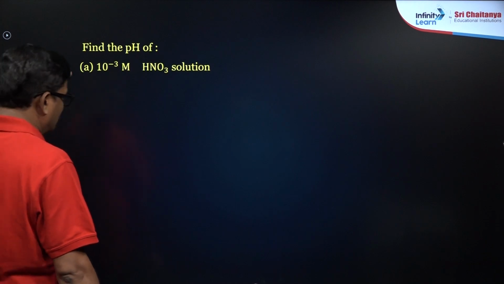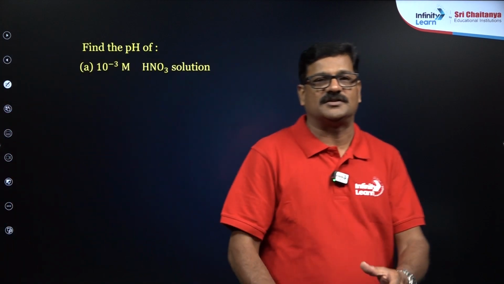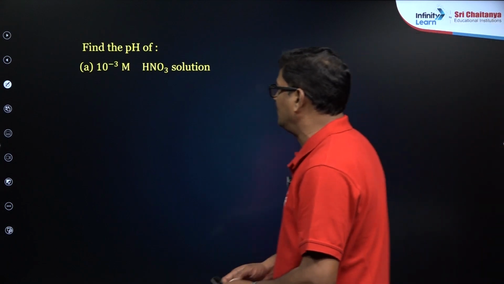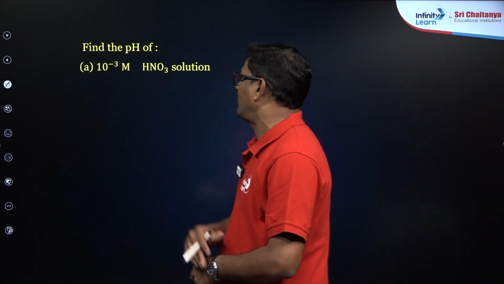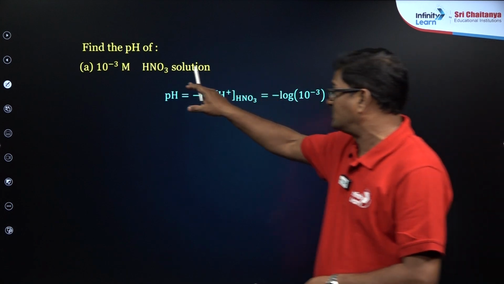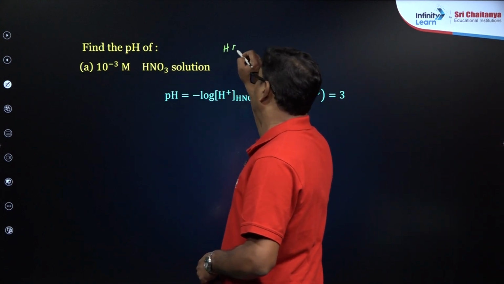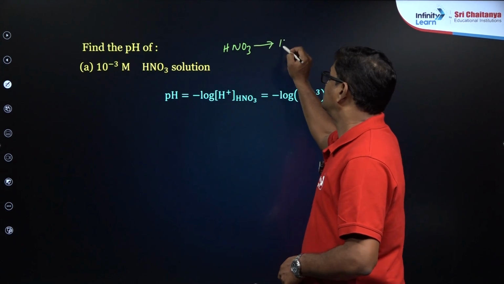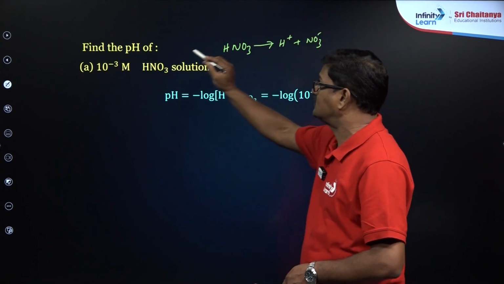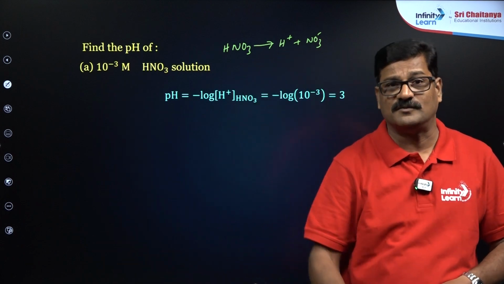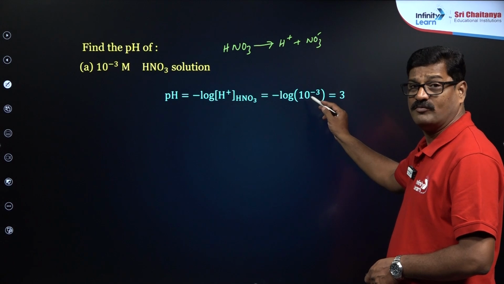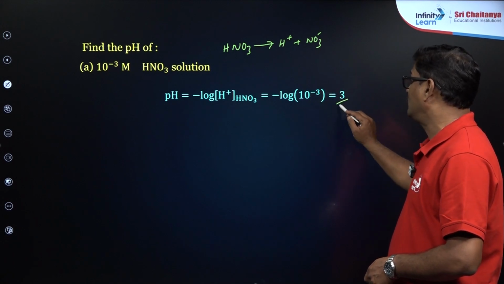Let us quickly discuss in this short 10 minute video how to calculate the pH. If you find the pH of 10 power minus 3 molar HNO3, you can calculate directly by taking the H plus ion concentration. HNO3 gives rise to H plus and NO3 minus. So H plus ion concentration is equal to the molarity of HNO3, and taking the negative logarithm to the base 10 of 10 power minus 3, it is equal to 3.